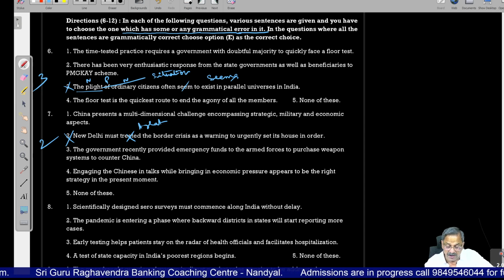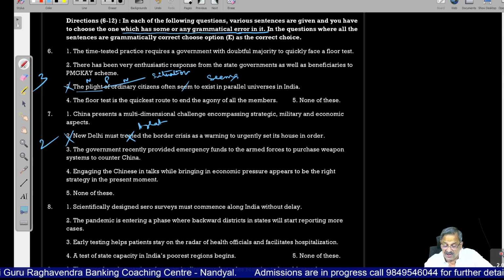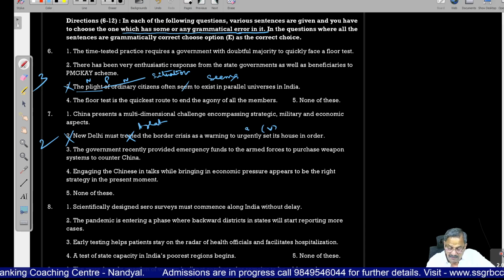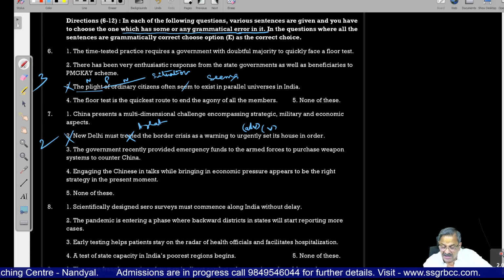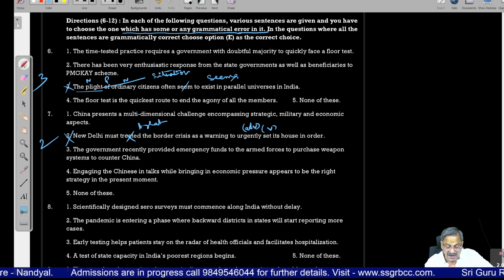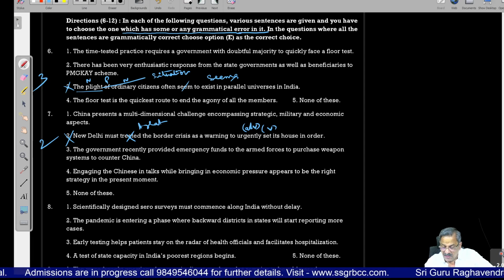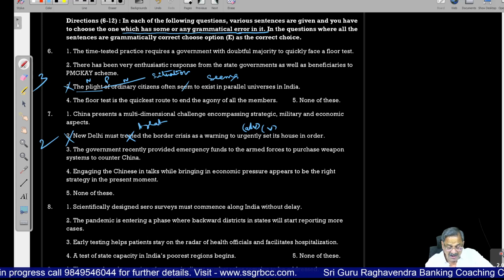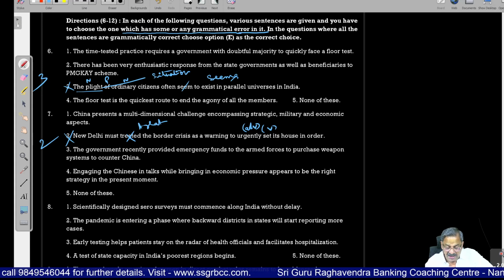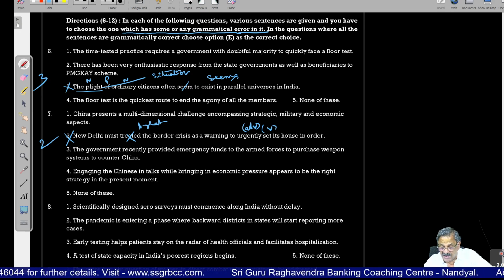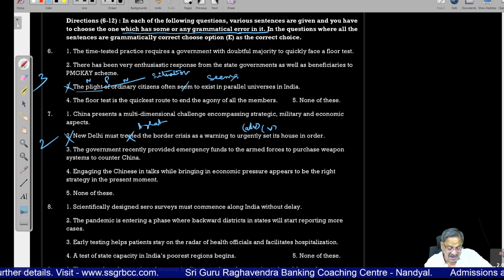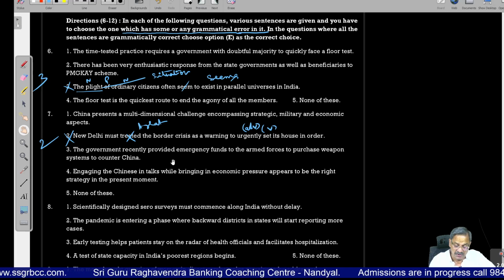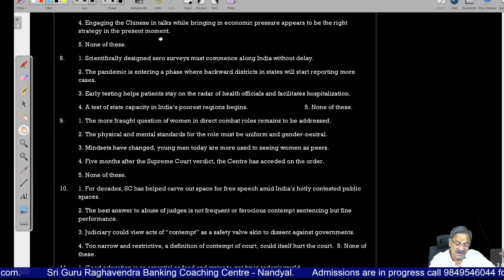So must treat the border crisis as a warning to urgently set. To set. Set is a verb. Its modifier is an adverb. To urgently set its house in order. The government recently provided emergency funds to the armed forces to purchase weapon systems to counter China. Engaging the Chinese in talks while bringing in economic pressure appears to be the right strategy in the present moment. So rest of the sentences are all correct except 2. So we find the error in the second sentence.